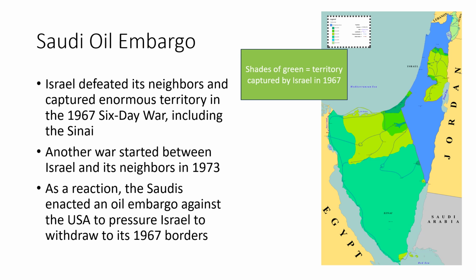So it's been about 6 years, and Israel has been occupying the Sinai. Egypt and Israel are going back and forth. War seems imminent, and as you can see, the Sinai is right up there next to Saudi Arabia. So the Saudis wanted Israel to withdraw to its old borders. And on the right, all the different shades of green are territory captured by Israel in 1967.